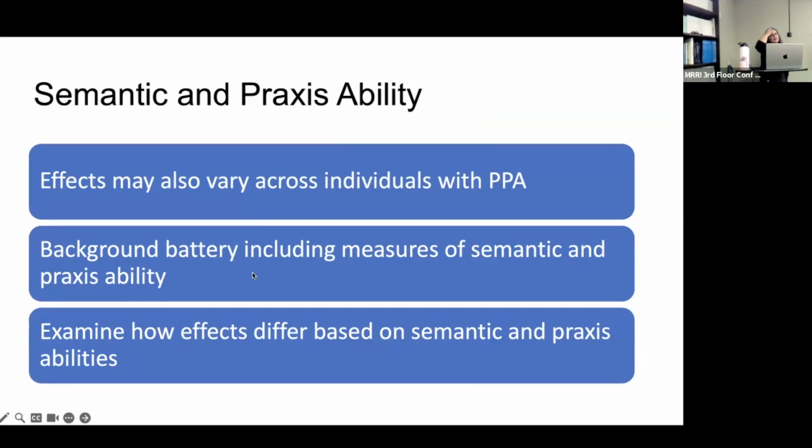in. As a secondary aim, we're also interested in how these effects might vary across individuals, since a lot of this, as I mentioned, is pretty exploratory. There's not a lot of research done in this domain. Based on some of the work we're conducting in post-stroke aphasia, we're interested in how semantic ability and praxis might play into this relationship between gesture and language. So we are also running participants through a background battery of measures of semantic and praxis ability. More on that later. Those are more exploratory aims.